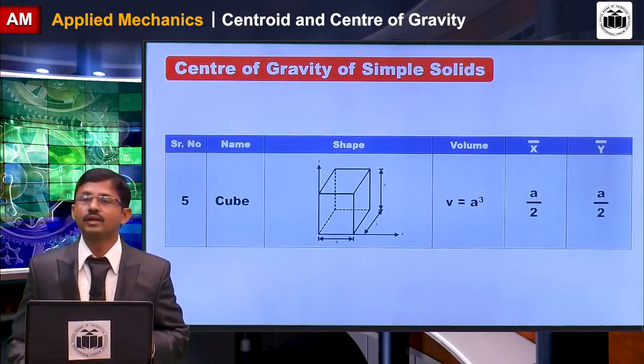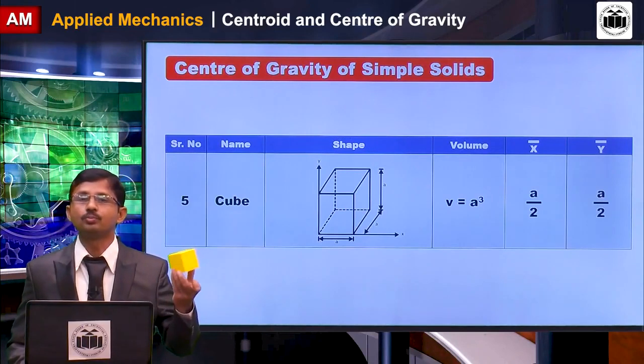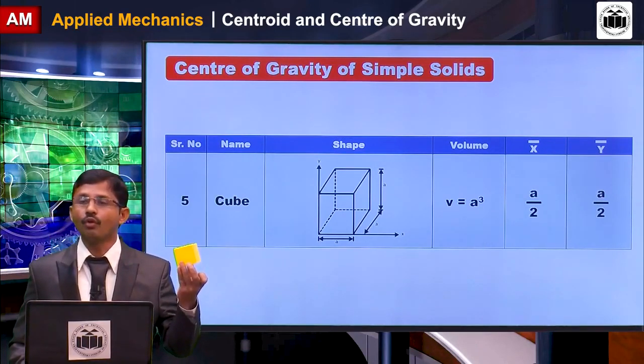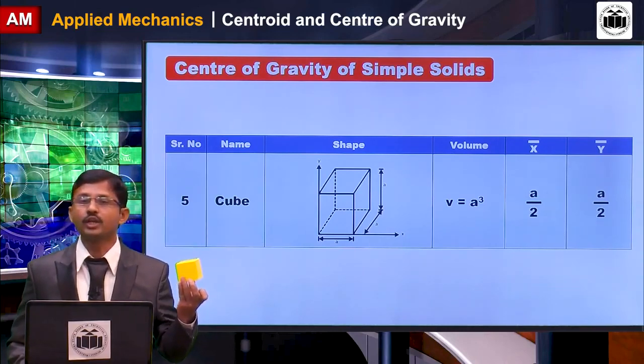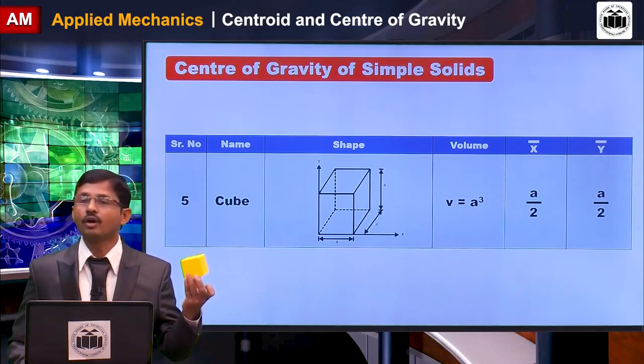So the next figure is a cube. So this is a cube. Cube is having all the dimensions same. So the volume of cube is calculated as V is equal to a cube, and the centroid is calculated as a by 2 because it is having symmetry about all the axes. Hence the x bar is a by 2.